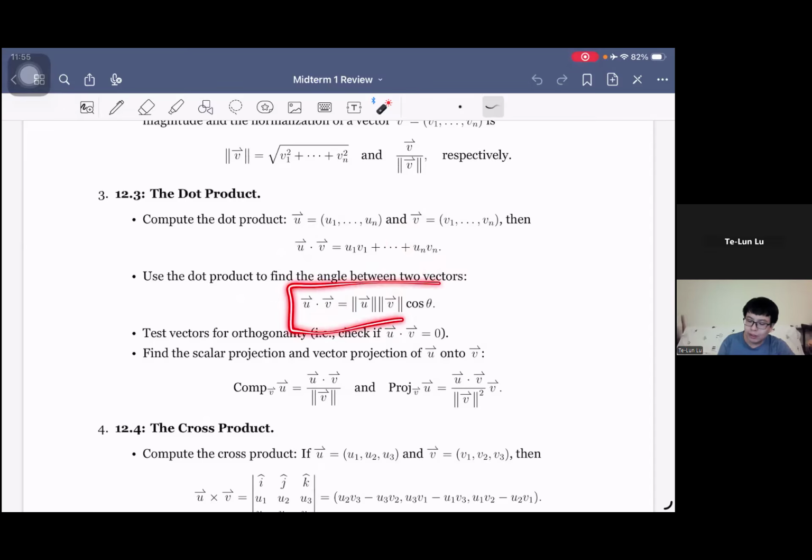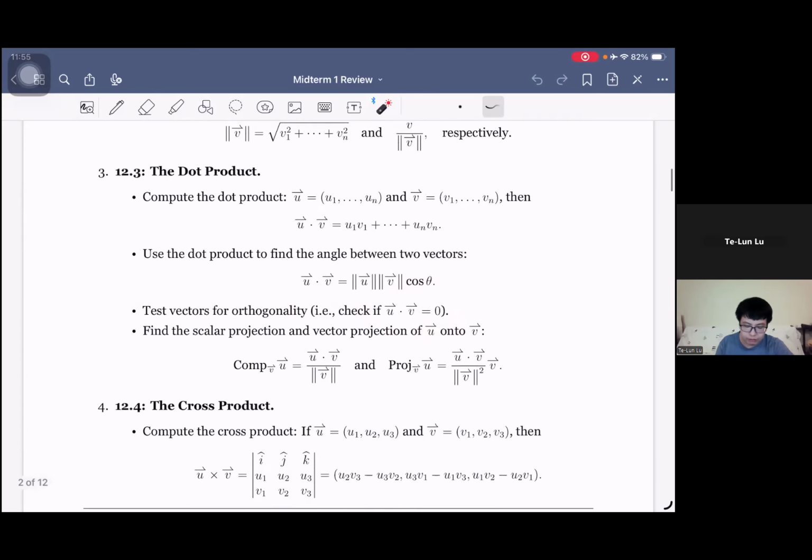And obviously, this formula also tells you some information about orthogonality. We know that cosine is 0 whenever theta is pi over 2, which is 90 degrees. So two vectors are orthogonal if and only if their dot product is 0.